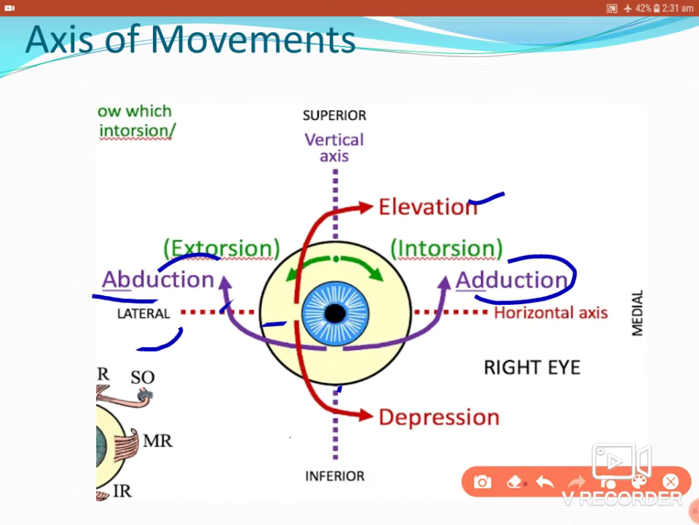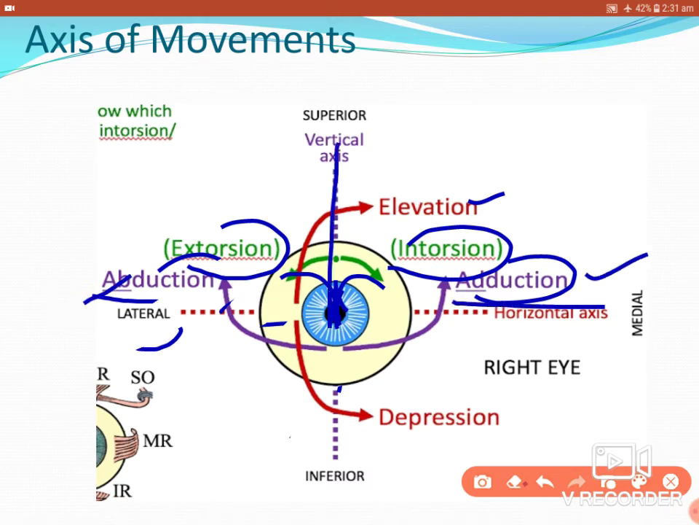So, this we are explaining in terms of the 12 o'clock position of the cornea. The 12 o'clock position of the cornea, if it rotates laterally, that is the extorsion, then upwards and medially, that is the intorsion. Okay. So, adduction and abduction occur in a vertical axis.